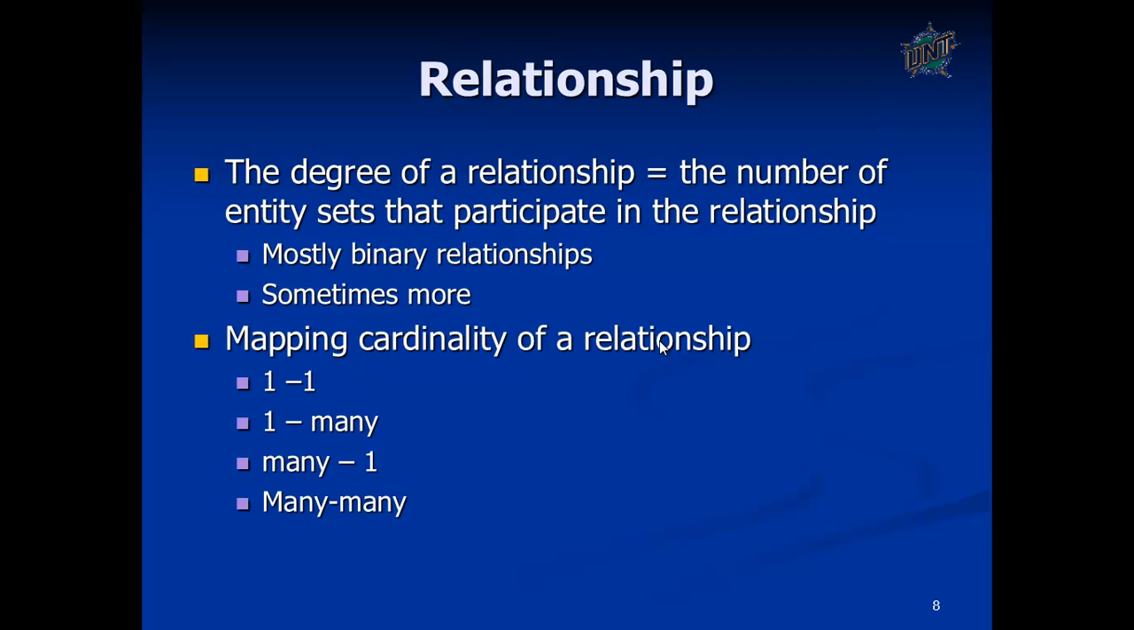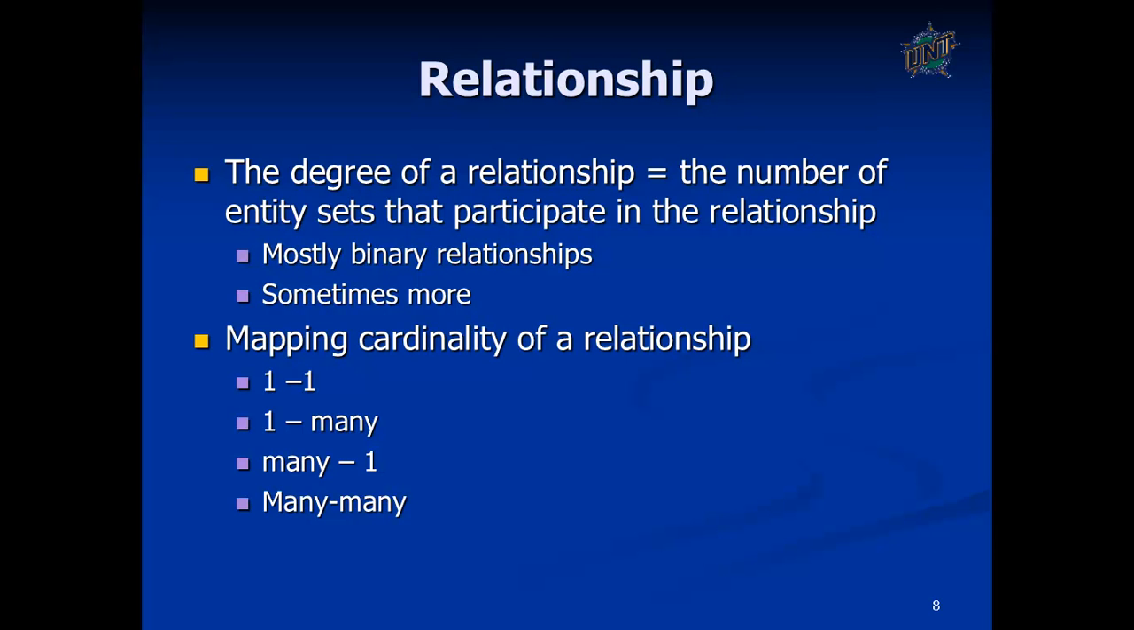Now, how can we calculate the degree of relationship? The degree of relationship can be calculated by the number of entity sets that participate in the particular relation. And the cardinality can be 1 to 1. For example, the association between a particular type of automobile and a particular type of engine. The association between engine and automobile is 1 to 1.